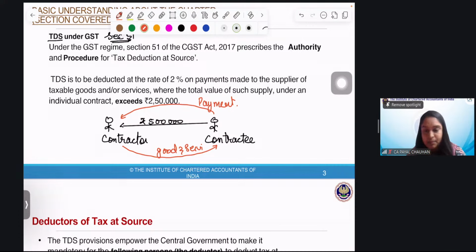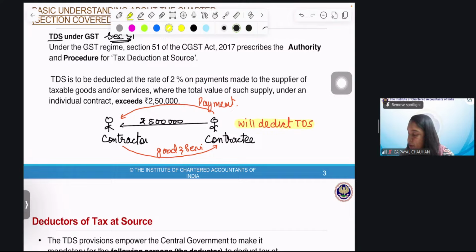While making the payment, the contractee will deduct TDS. Now, first of all, the basic element which you need to understand is who deducts the TDS. Is it the contractor or the contractee? Very good. The contractee is the person who deducts TDS.